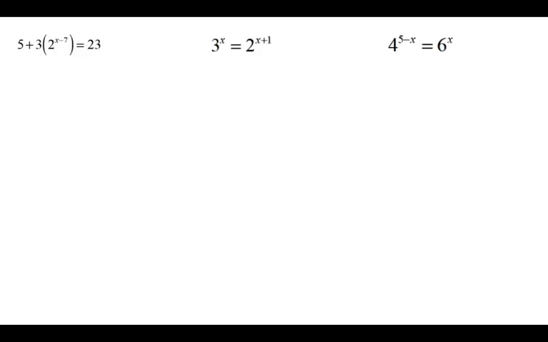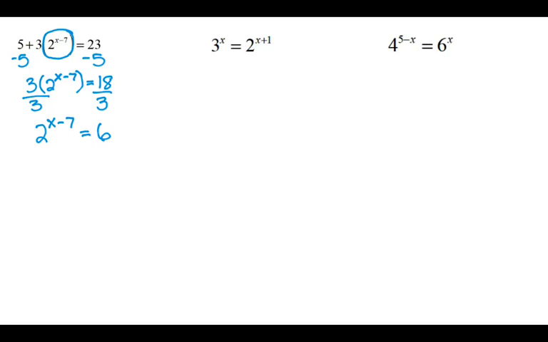So this is exponential equations. Whenever you're solving an exponential equation, you always want to start by isolating the exponential function. So here's my exponential function, circled it. I'm going to start by getting rid of the 5, so I'm going to subtract 5 from both sides. That gives me 3 times 2 to the x minus 7 equals 18. I'm going to divide both sides by 3 because I still want to isolate that exponential function. So I have 2 to the x minus 7 equals 6.